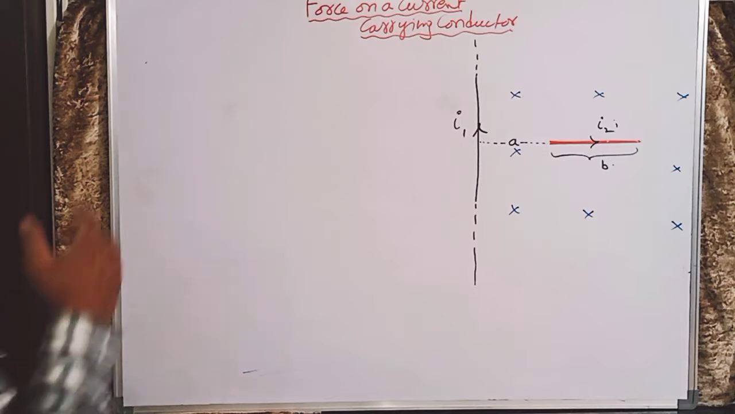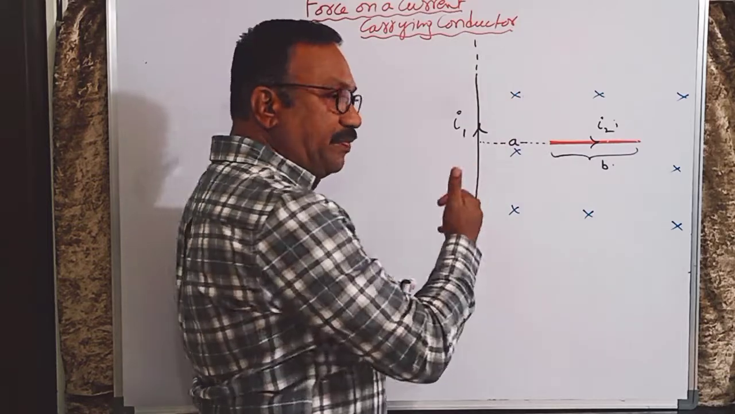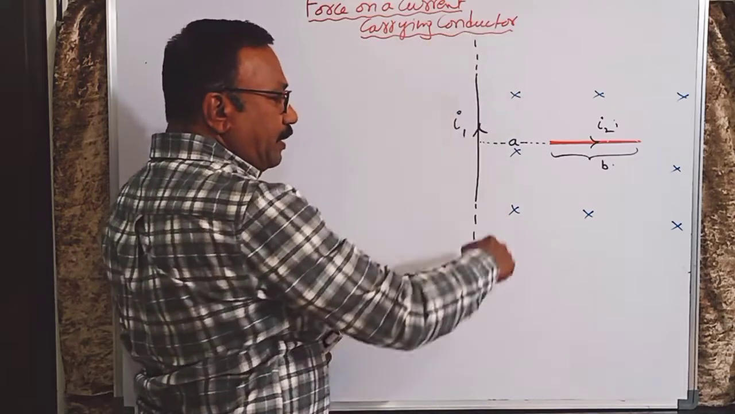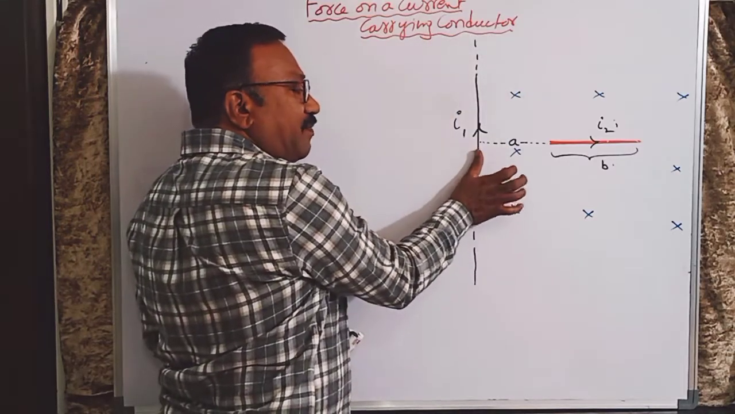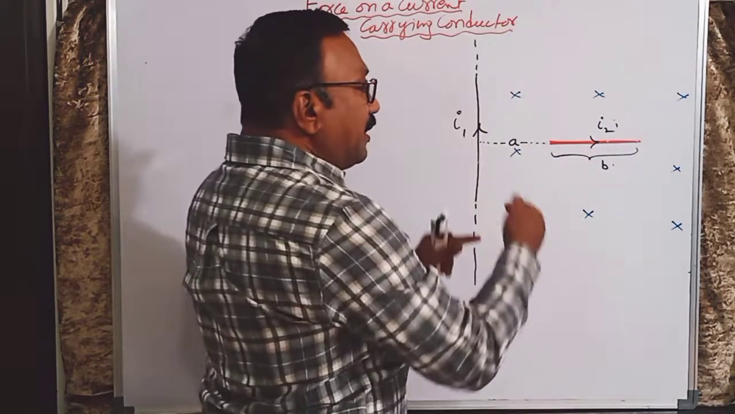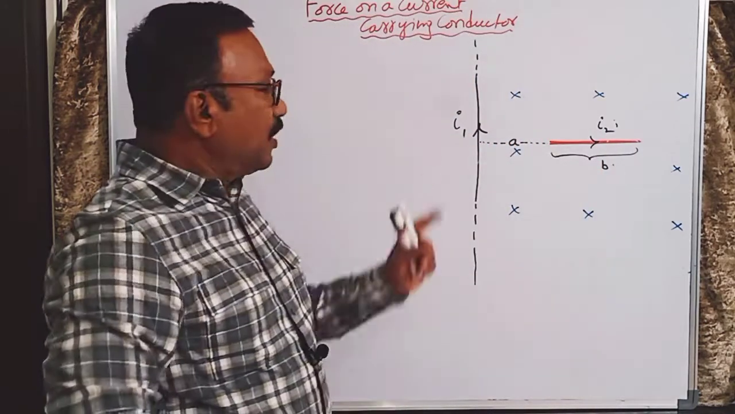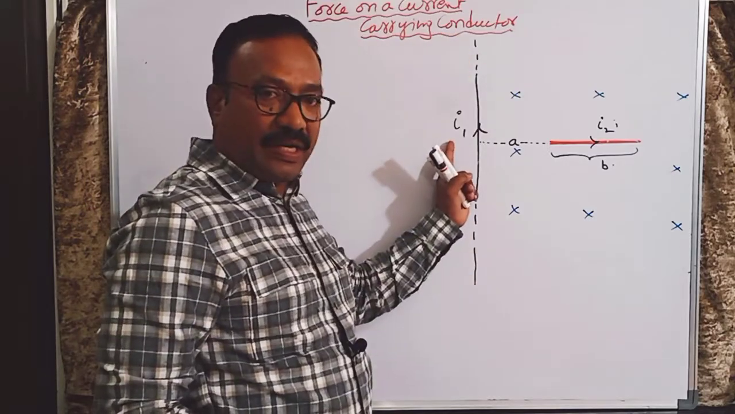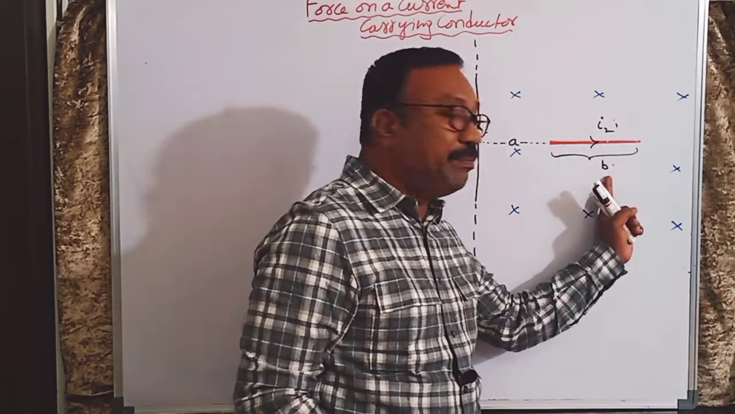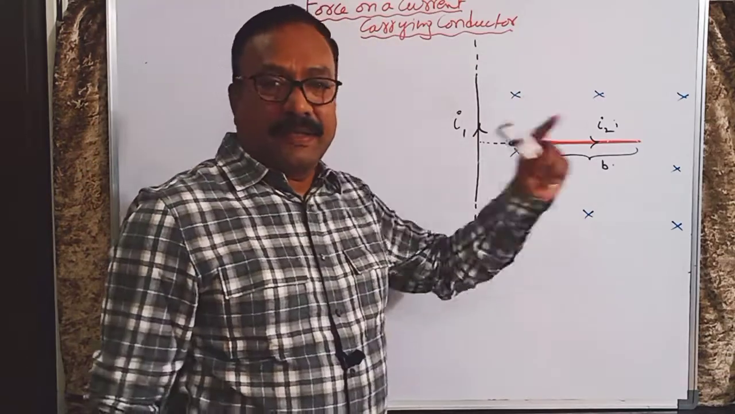Okay, let us consider this last case. There is a magnetic field around this infinitely long current carrying conductor. This current carrying conductor will produce a magnetic field inward here. In that magnetic field, a conductor of length B having current I2 is placed. So this is an infinitely long conductor having current I1, and this is another current carrying conductor having current I2, length B, placed in the field of the infinitely long conductor.